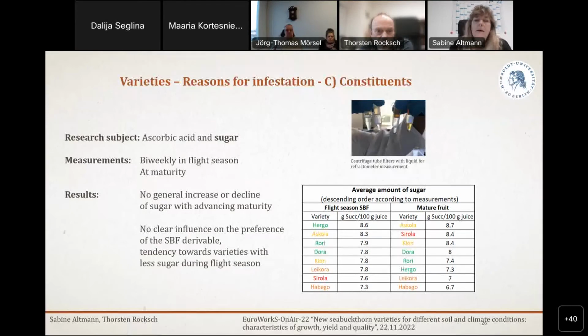If you look at the susceptibility to the sea buckthorn fly during flight season, there seems to be a little tendency that the more susceptible varieties have less sugar than the others. Although if you look closer to the figures, you see that the differences are really small. In the mature fruits, there's no tendency to be derived, as the very susceptible Cirola has much sugar in the mature fruits, and the also quite susceptible Jura and Habego have only little amounts, so there's also no tendency to be derived from these results.